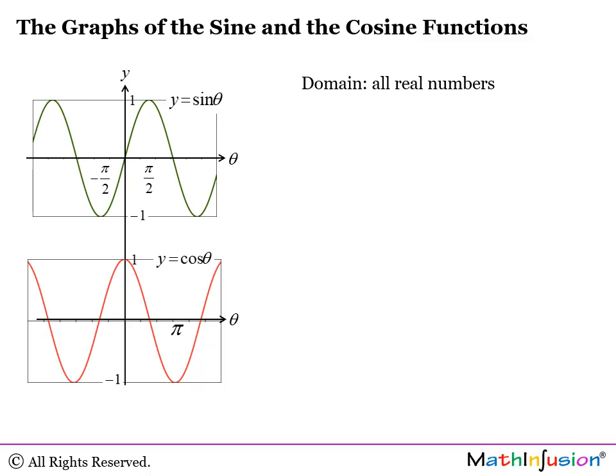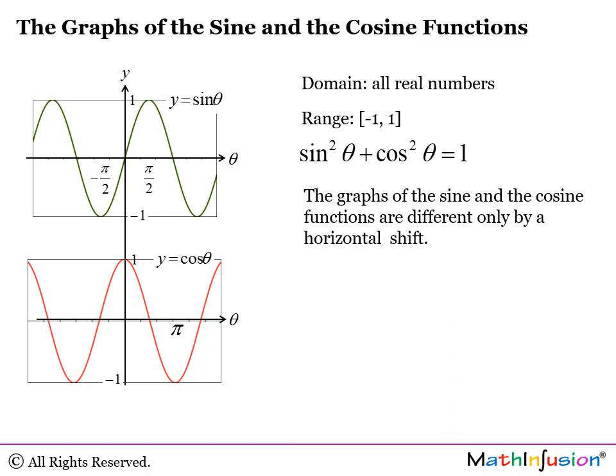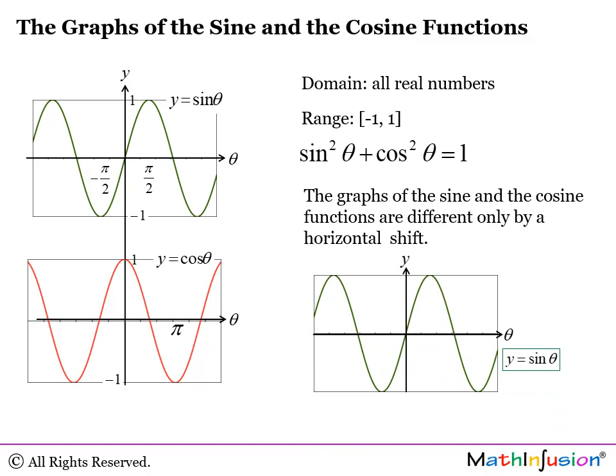The domain of the two functions is all real numbers. The range is all values that are greater than or equal to -1 and less than or equal to 1. We also recall that sine to the power of 2 theta plus cosine to the power of 2 theta equals 1. The graphs of the sine and the cosine functions differ only by a horizontal shift. If you look, they have exactly the same shape. I will draw them together and you will see the shift.